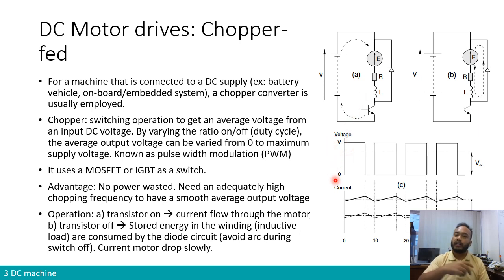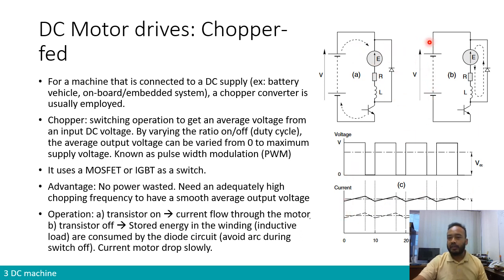In comparison to the one that we have seen just now, the power supply is not turned off. Another thing that we need to remark on is that we need an adequately high chopping frequency. As for the smoothness of the current, as we switch on, the current will rise. As we switch off, the current will decrease. The smoothness of the current that goes through the armature of our DC machine will also depend on the switching frequency.